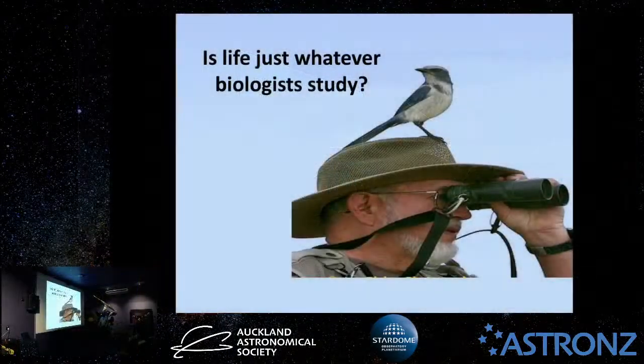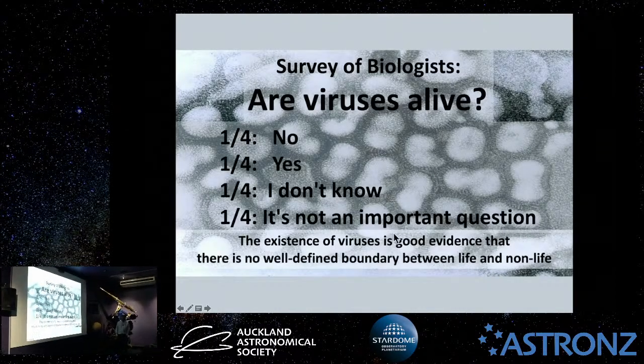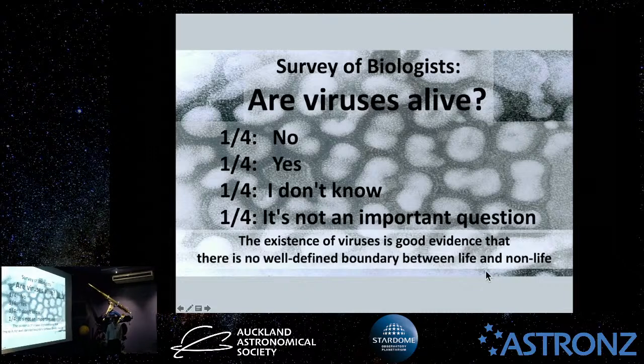So is life just whatever biologists study, for example? Biologists study it, therefore it's life. Or I've done a survey, I've gone around the world and surveyed biologists. Are viruses alive? About a quarter say no, about a quarter say yes, a quarter say I don't know, and a quarter say it's not an important question. So the existence of viruses, these are the most abundant organisms on Earth. They outnumber bacteria by about a factor of 10. The existence of viruses is good evidence that there is no well-defined boundary between life and non-life.